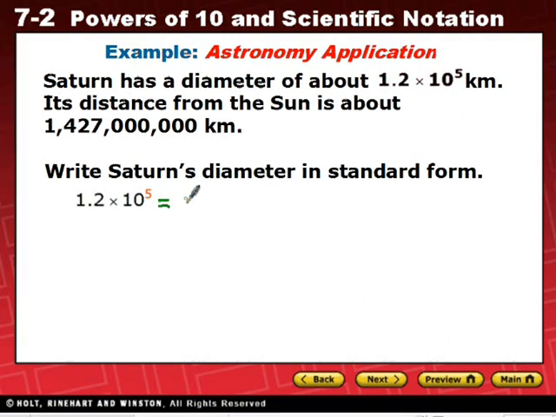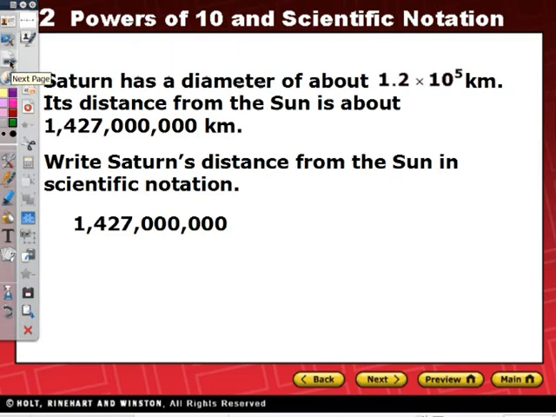You're going to move that decimal 5 places. So the first place is around the 2. And then you need to move it 4 more places that get filled in with placeholder zeros, which tells us that Saturn's diameter is approximately 120,000 kilometers.